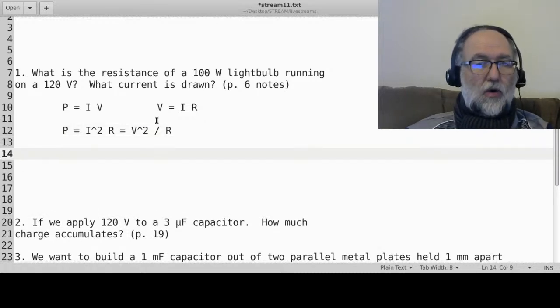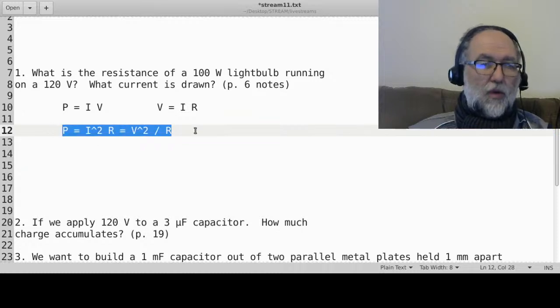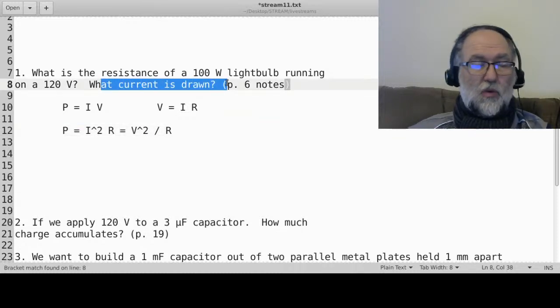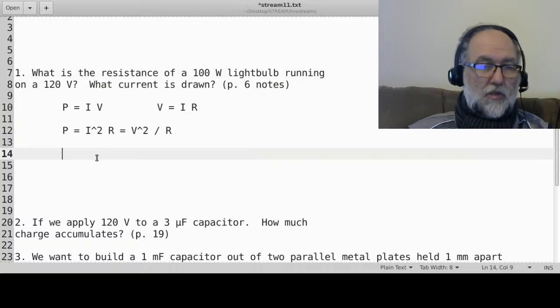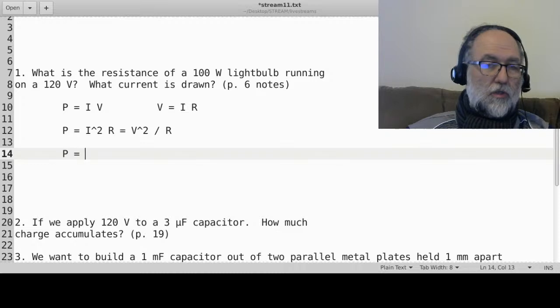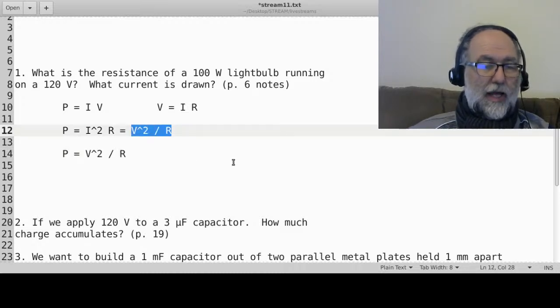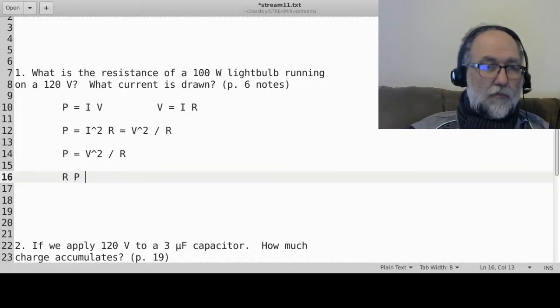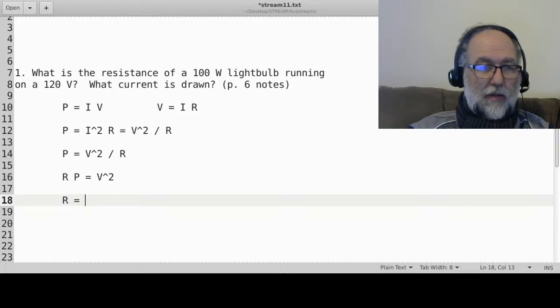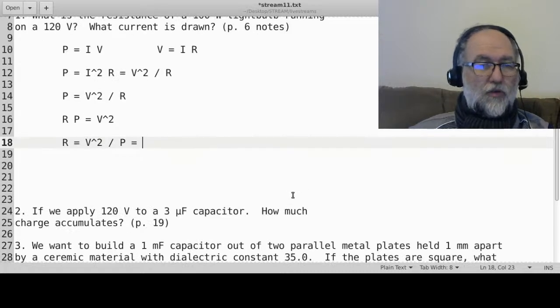The reason I mention this is that it depends what I give you in a problem. If I don't give you the current, in fact that's one of the things I'm asking for, but I give you the power and the voltage, and I ask for the resistance, you might say, oh, maybe I'll just use this one. P is equal to V squared divided by R. Of course we're solving for resistance, so let me multiply both sides by R first, and then divide both sides by P, and now we can directly solve this.